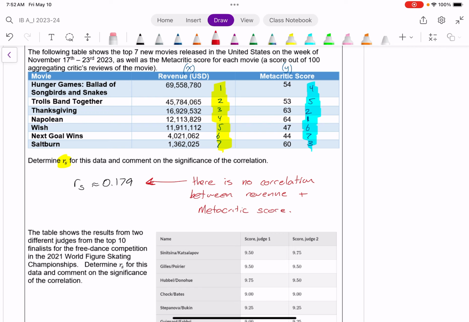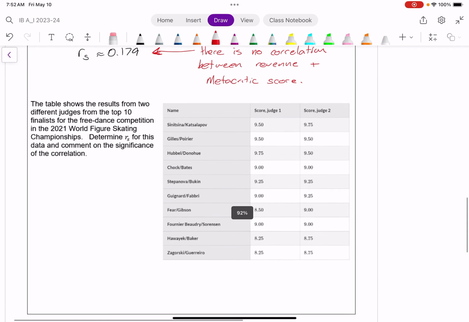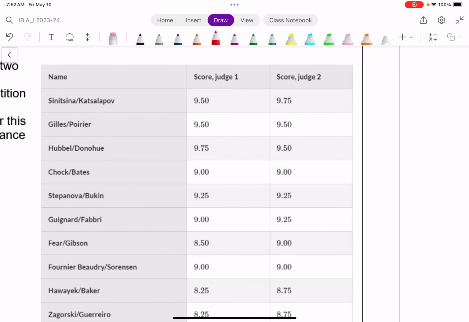So, with that said, the last thing I want to look at is when we do have ties. If I look right here, this is showing for 10 different finalists in a free dance competition their scores from 2 different judges. The names don't really matter. No offense to the people, but this pair here, one judge gave them a 9.5, one gave them a 9.75. The next person, they were both given 9.5 by the judges, and so on. You can see how their scores compare from one judge to the other.